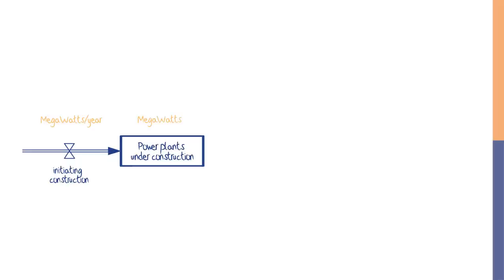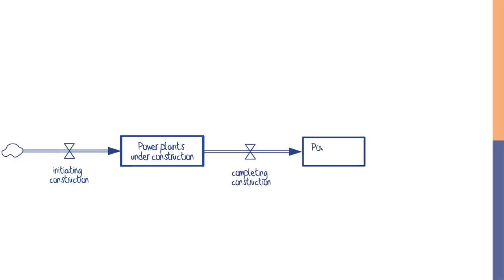Then the stock of power plants under construction, measured in megawatts. Then the flow completing construction. That builds up the stock of power plants that are in use, generating electricity. Then there's the flow that drains that last stock, called retiring. Because the lifetime of a power plant is quite long, they sit in this final stock, power plants in use, for an average of 30 years.